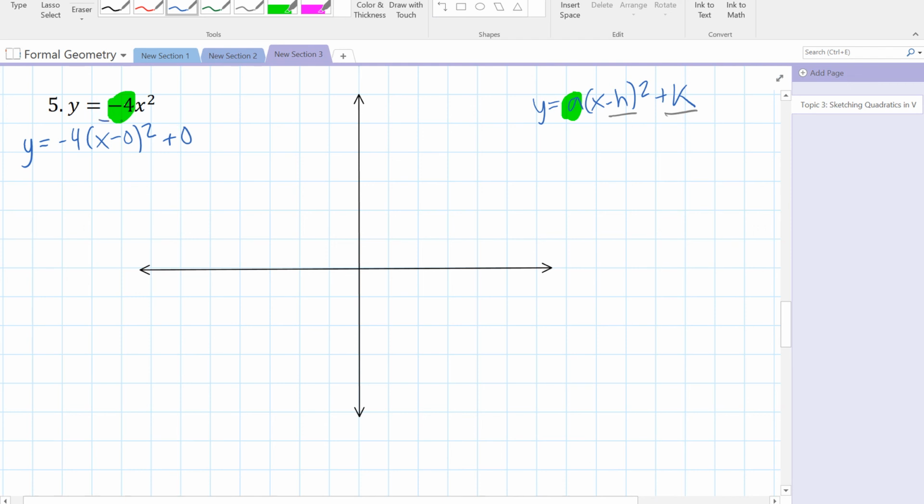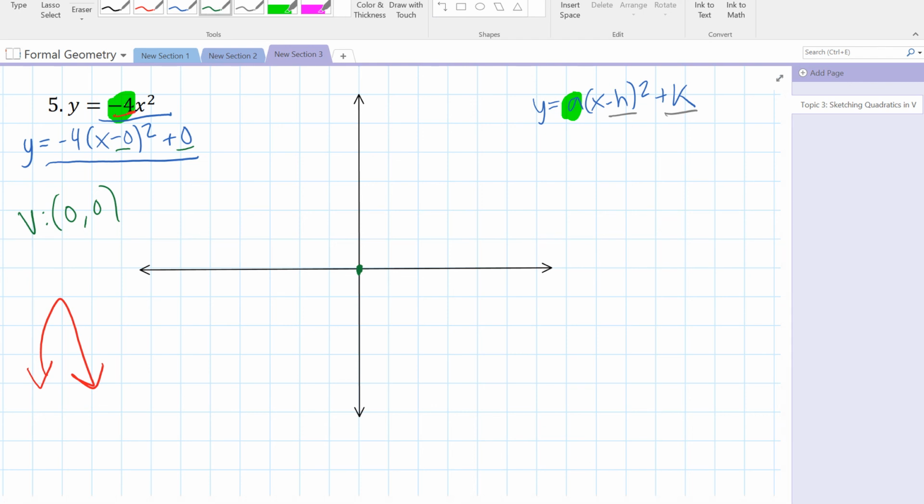Now if you can look at this and tell that you're just going to have a vertex at 0, 0, that's fine. This just helps me to really visually see what's happening to my vertex. So now I've got a vertex at 0, 0. It's going to be right here at the origin. Now I've got a slope of negative 4. So it's going to be facing downward. And then I'm still going to use that 4 value, so I'm going to go down 4 over 1, and down 4 over 1, and then create a parabola and connect those points.